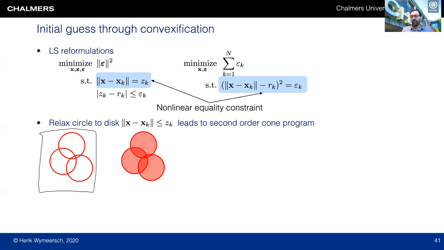Then I just replace this equality like this. You can solve it and you will find an estimate, and you can use this estimate to initialize the gradient descent. Now, even this is somehow cumbersome because not all problems are easy to convexify, and you need a lot of knowledge in convex optimization to be able to massage the problem into a convex structure.